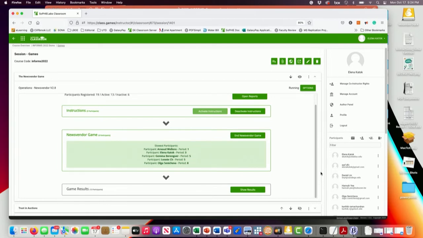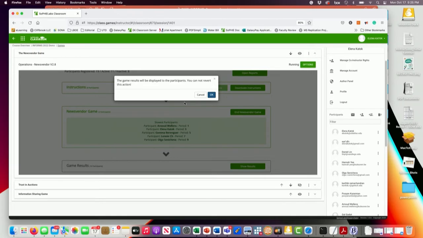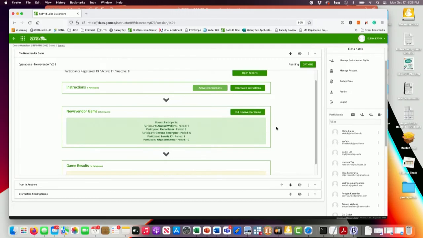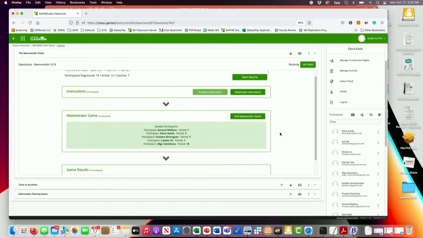Okay, let's see how we're doing. Yes, so if you go to class.games, there is a link there to create a free account to try it. Okay, looks like a couple of people finished.